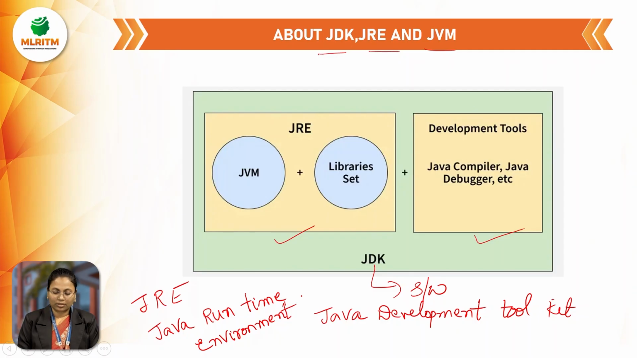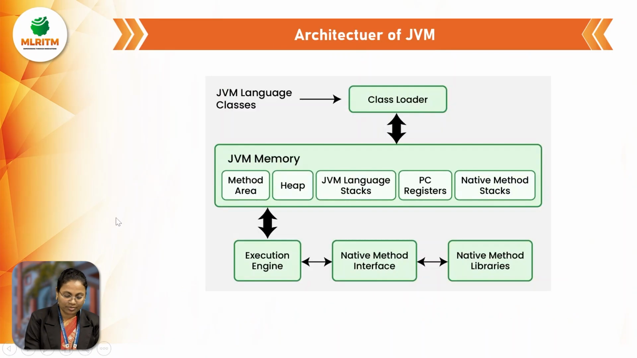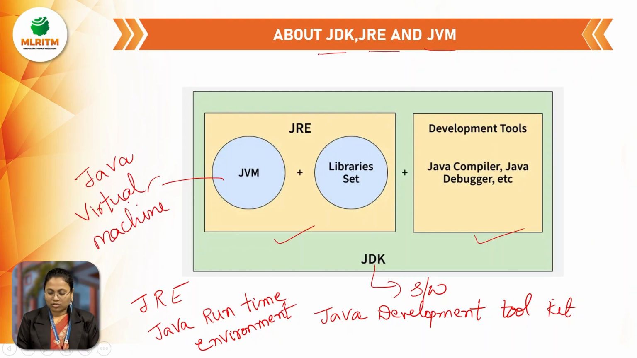Java Runtime Environment. Next, JVM. The full form of JVM is Java Virtual Machine. So first, JDK is the biggest tool. Inside the JDK, we have JRE as well as development tools. Inside this JRE, we have JVM and library set.